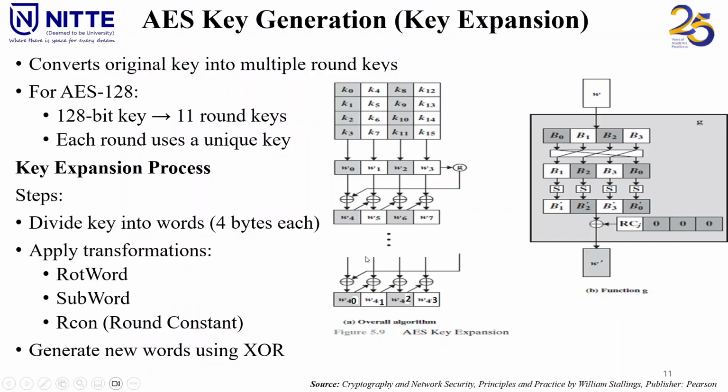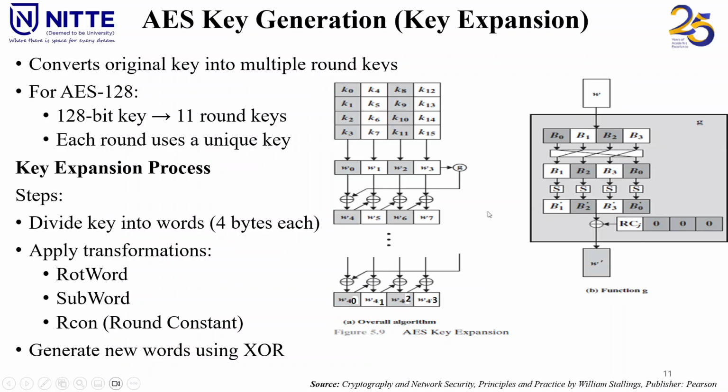When going to the next level, that is W8, W9, W10 and W11, this W7 value is given as an input to the G function once again. The output of the G function goes as an input to generate W8, and W8 is generated with respect to W4 as well as the G function. Likewise, this process goes on until it reaches W44, so W0 to W43 will be generated.